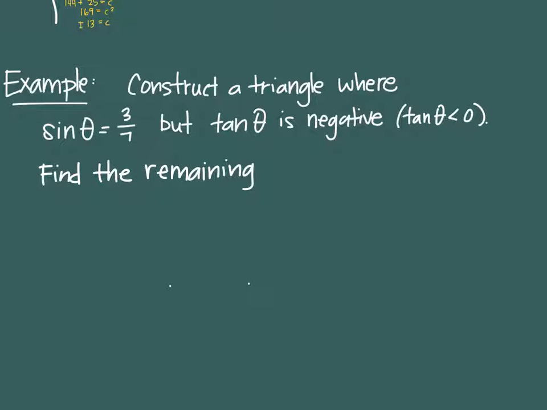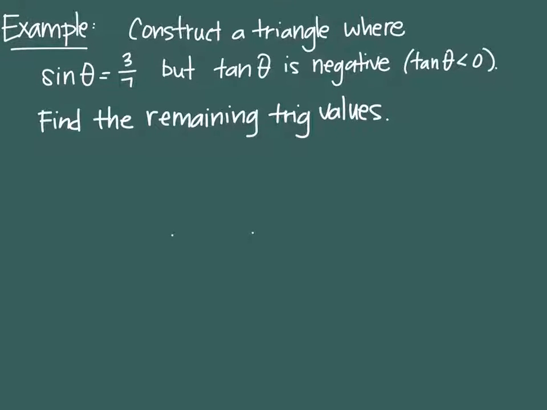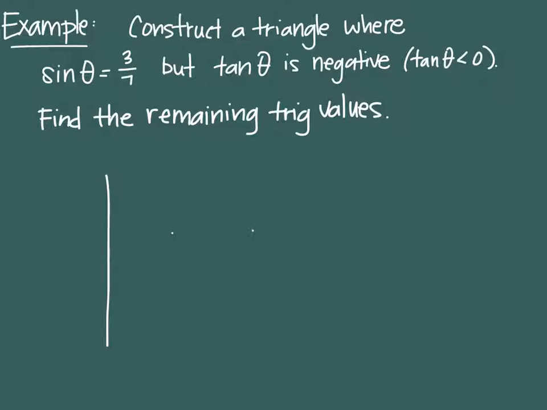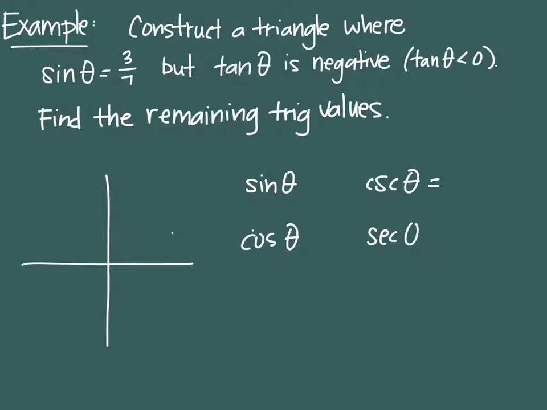And then find the remaining trig values. So first we've got to draw this triangle and make sure it's in the right position. So we know that sine is 3 over 7 and tangent is supposed to be negative. So this is what I would recommend that you do. Draw your coordinate axis and then get ready with your 6 trig things. And just kind of make yourself a template every time, and it sort of becomes fill in the blank.